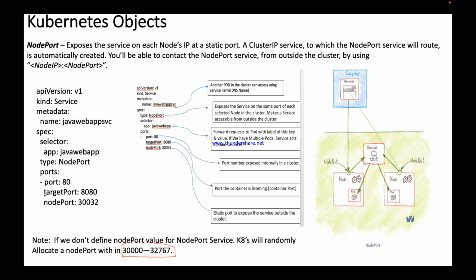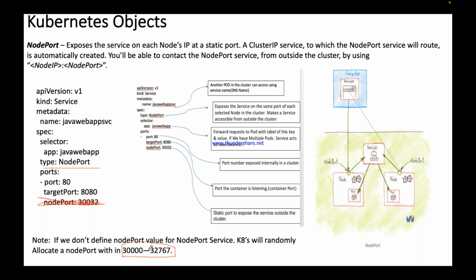Now, even if I don't give this node port, will Kubernetes randomly allocate a port in this range if I am creating a service of type node port? Is it mandatory to give this while creating a service? No, it is not mandatory. Even if I don't give it, Kubernetes will allocate some available port in this range. Yes, randomly it will allocate.